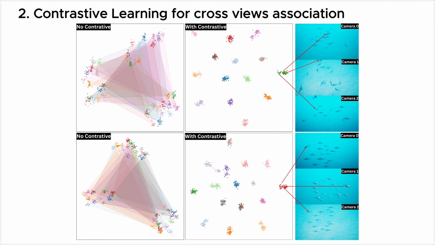The second signal is contrastive learning, which helps cross-view association. It pulls embeddings of the same fish seen from different cameras closer together, and pushes different fish apart, shaping an identity-discriminative embedding space. Without contrastive training, same-fish embeddings scatter and overlap. With it, they form tight clusters. Since fish look nearly identical, this gives the model a second cue beyond geometry, making association far more robust in dense scenes.